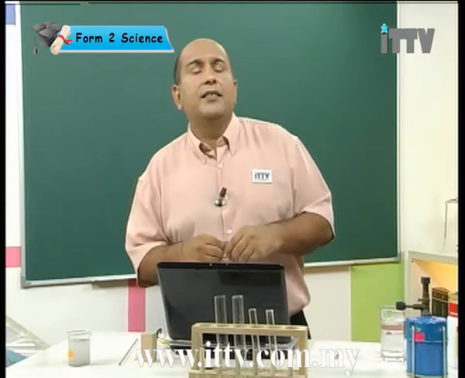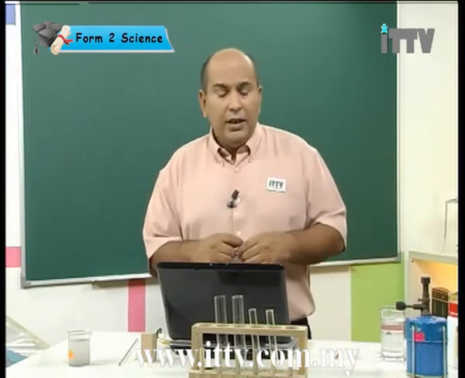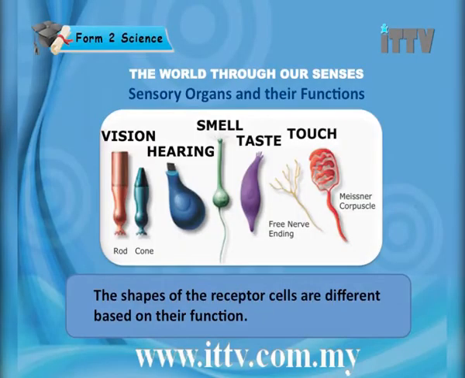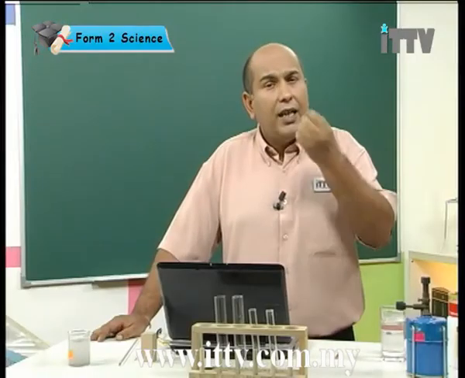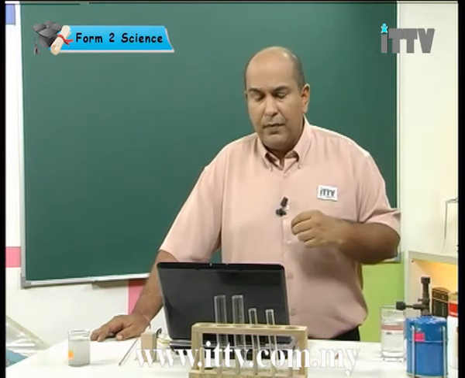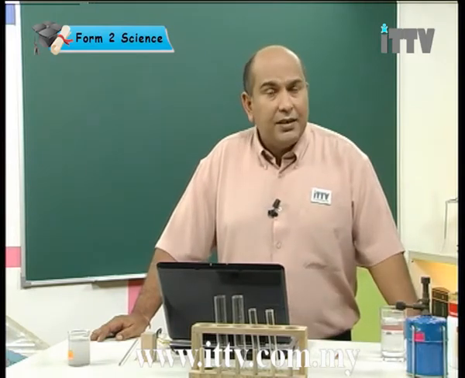As you can see in the slide that you have on your screen, the shapes are quite different depending on what we have. For vision, we have what are called rod and cone cells. For hearing, we have what we call hearing cells. For smell, we have what are called olfactory cells. Olfactory cells are specialized cells in our nose that pick up chemicals. They're very similar to the taste buds.